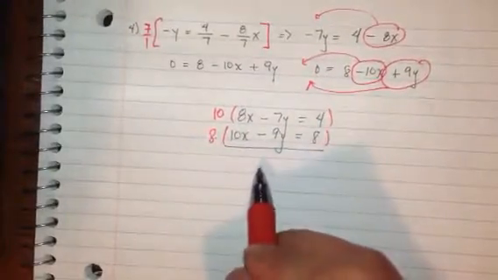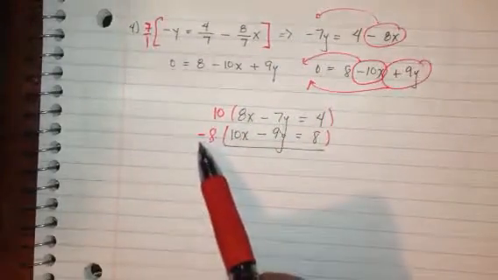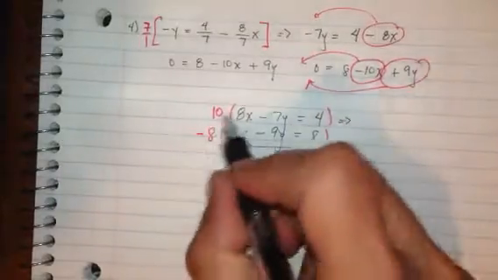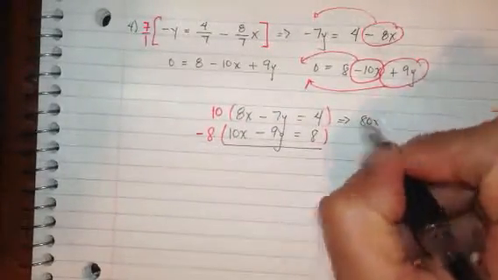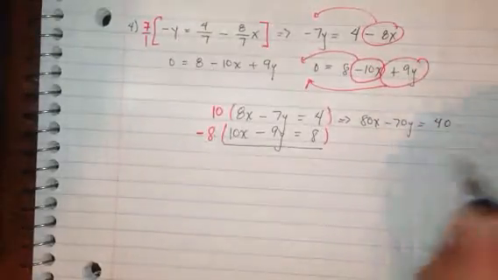But remember, I want one of them to simplify out. So in order to do that, one of them has to be negative. So let's go ahead and do that. Multiply by 10. 10 times 8 is 80. Minus 70y is equal to 40.